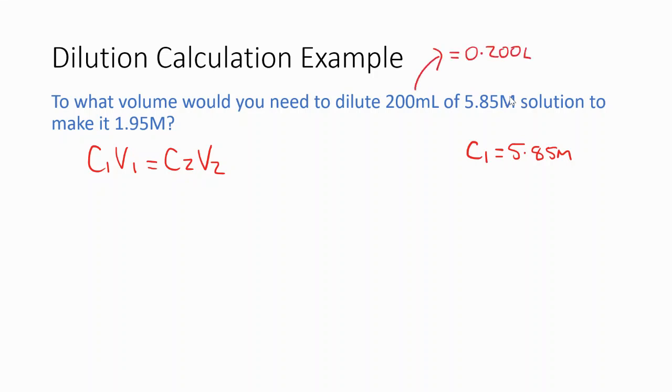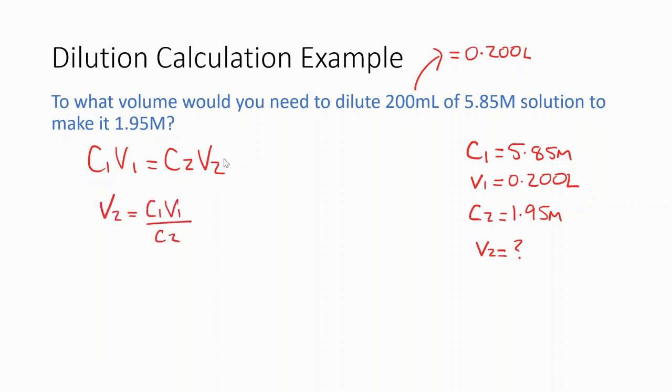Again, we need to convert this to litres. So we've done the same one on the previous page, divide by 1,000 to get 0.200 litres, which is our first volume. And we want to change this to make it a 1.95 molar solution. So this is our second concentration. Now our second volume is what we're looking for. That's our unknown. Now that we know what everything is, let's rearrange this formula to make our unknown, V2, the subject. It's going to look like this. All I've done is move that C2 onto the other side of the equal sign by dividing.